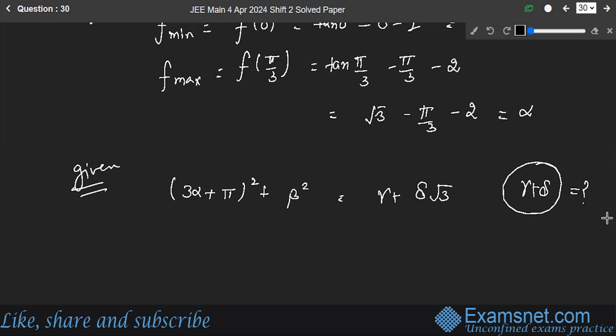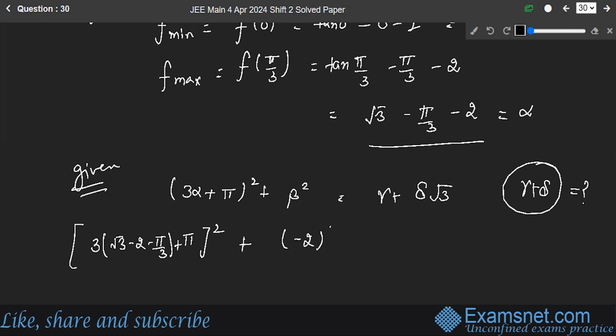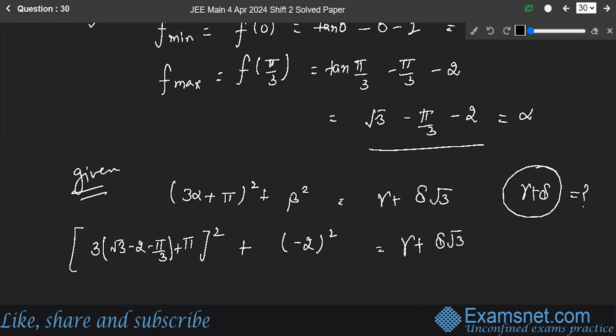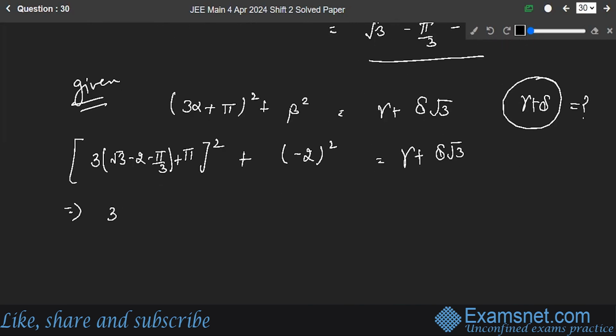So you have 3α + π. This is 3. And what is your alpha? It was this. So (√3 - 2 - π/3) times 3, plus π, outside the square of it. And beta was (-2)². This is equal to γ + δ√3. So this is equal to (3√3 - 6 - π + π)² times 4. This will cancel and you have this square.